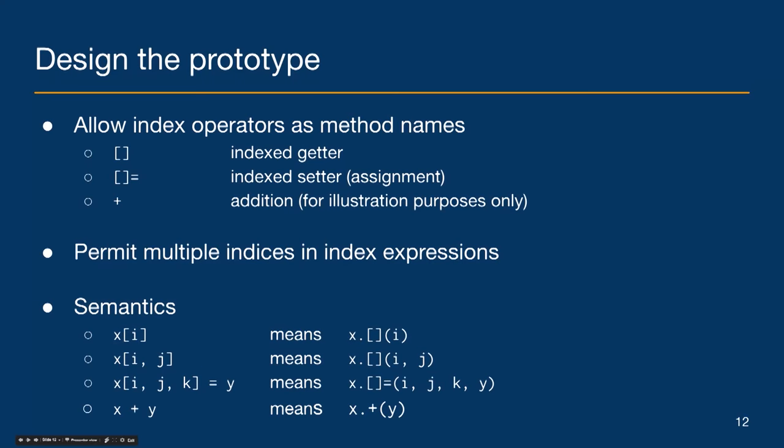And finally, we need to give those new index expressions some meaning. And the idea is simple. Whenever we see an index expression where the left-hand operand, x in our case, is of a type that implements one of these methods, then the index expression is really interpreted as meaning that we're going to call this method instead. And this last part is crucial. It's really the core of our rewriter. And we're going to look at this in more detail now.